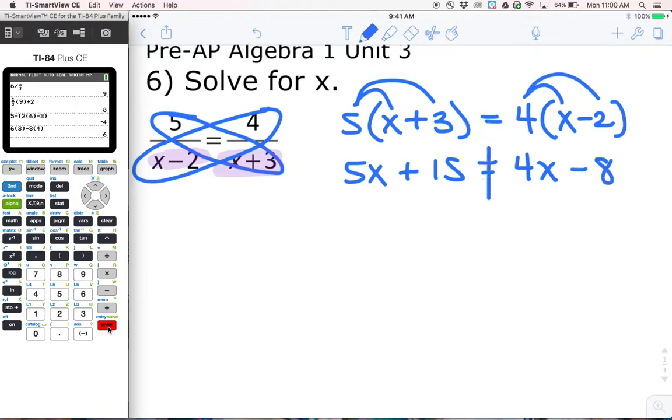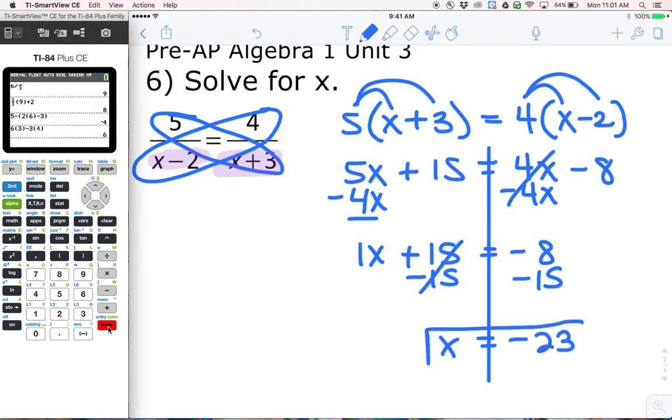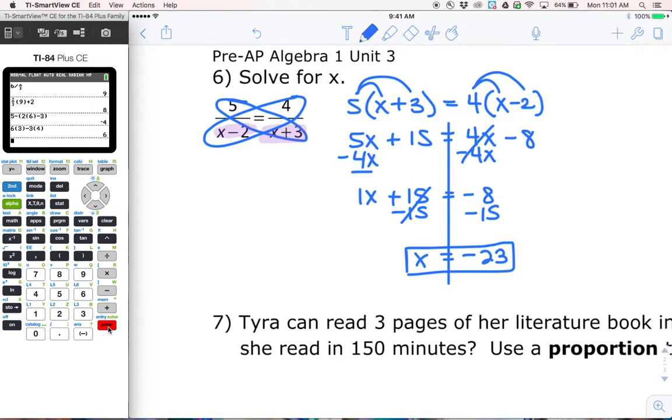There's no like terms to combine on each side, so now we've got to start looking at both sides. I like to get rid of this 4x first, so let's do that. I'm going to subtract 4x on the right, subtract it on the left, and I've got 1x plus 15 is equal to negative 8. Now I'm going to get rid of this 15 using subtraction, and I've got x, I don't really need the 1, is equal to negative 8 minus 15, which is negative 23. All right, we're not done. We're not done until, you guessed it, we check.